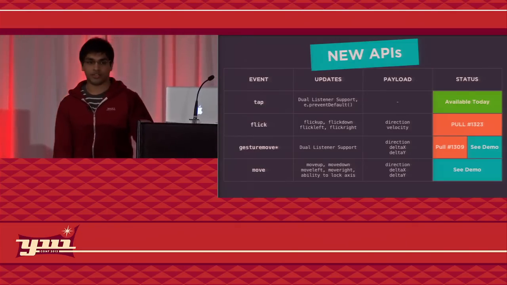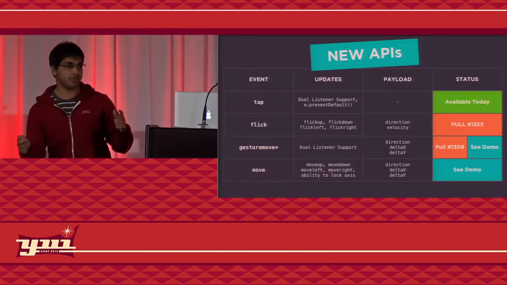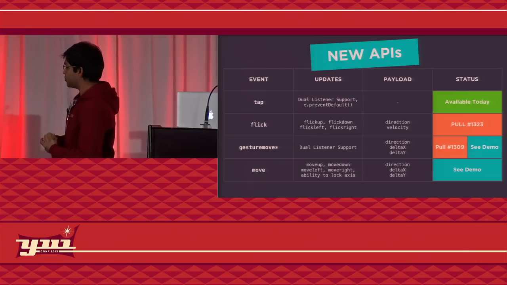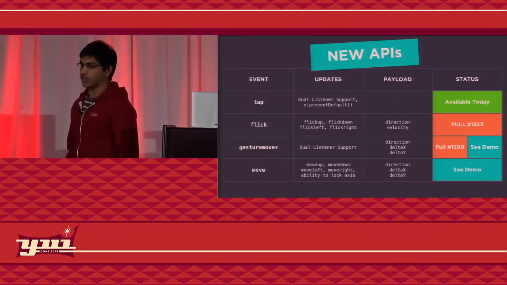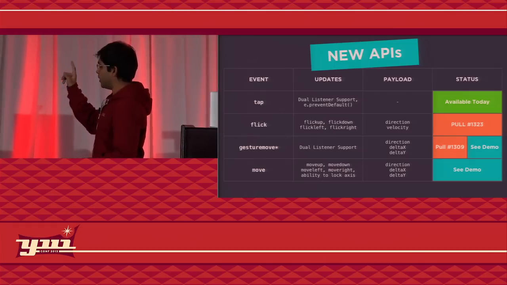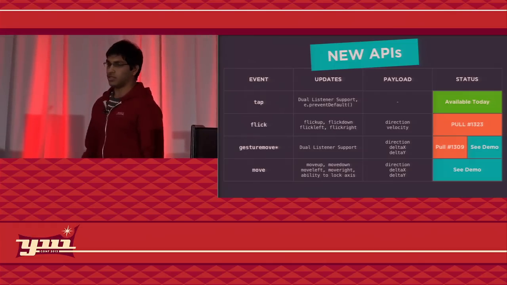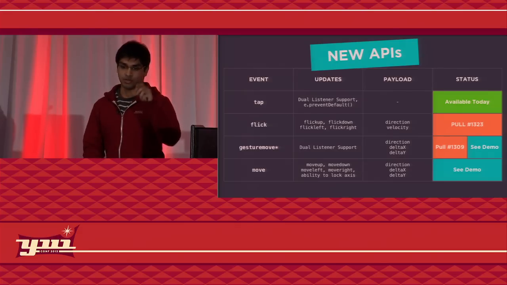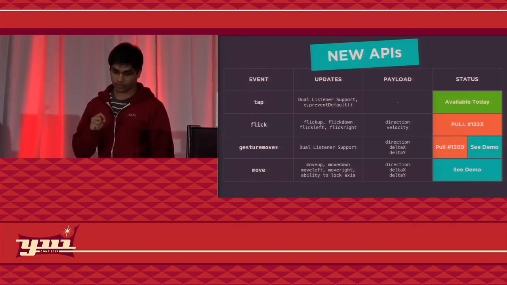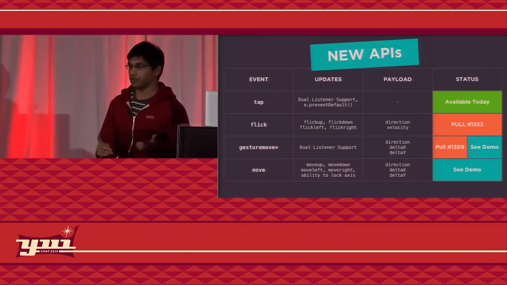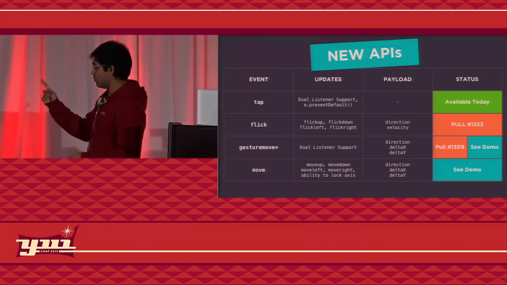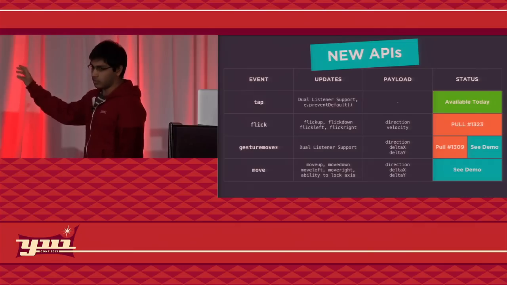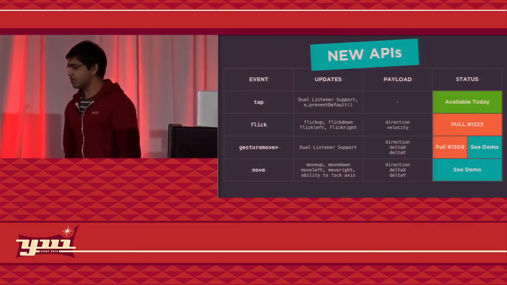And not only that, but we actually have a whole bunch of new APIs that are coming that I wanted to show to you guys. So tap, like I said, we've been working on that. It's already out there. We have support for dual listeners, which means that it works really well on devices that support both mouse and touch. So you can go on a surface, tap on it with your finger, then go back and tap on it with your mouse. Everything will work really well. It has preventDefault support. That's available right now. I think it was out in 3.10 or something.